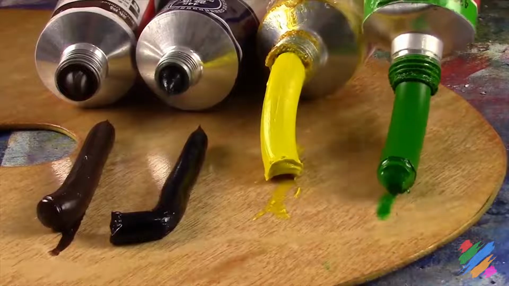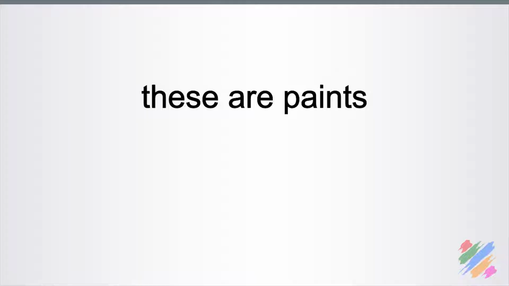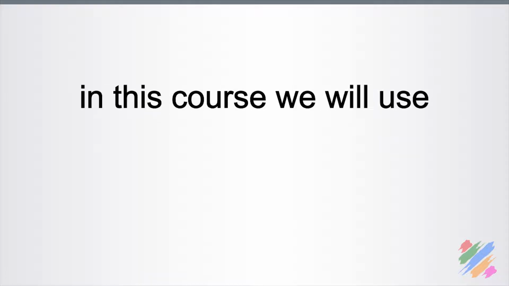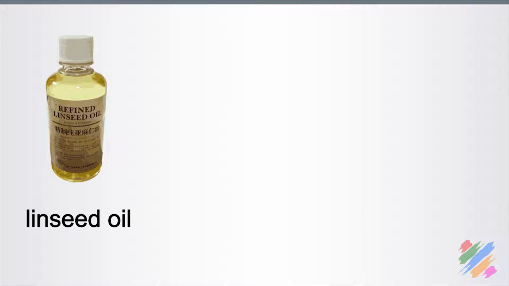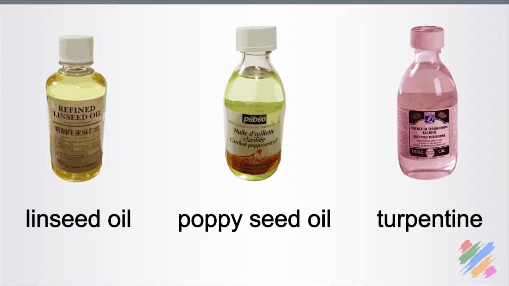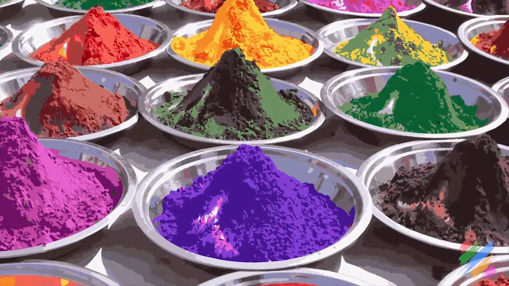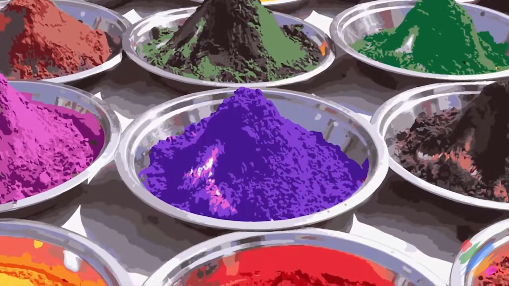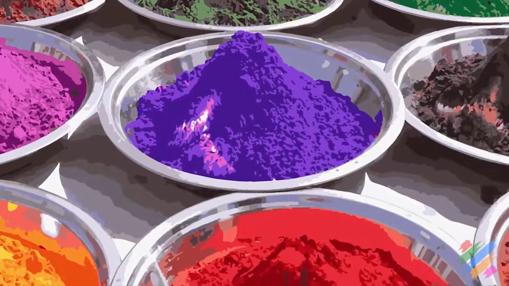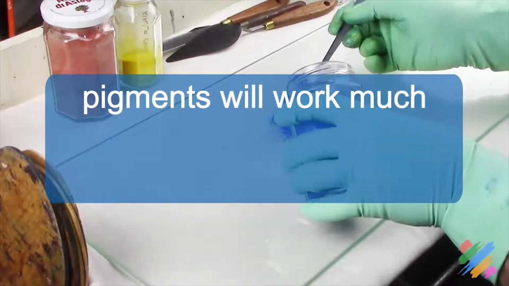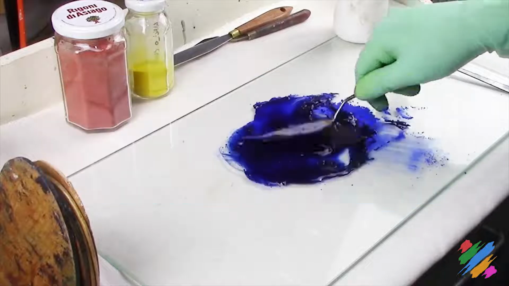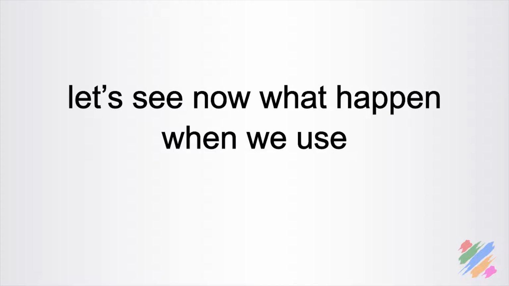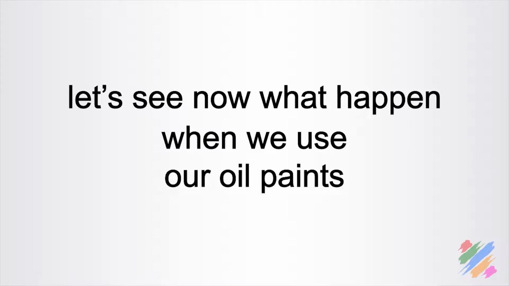Let's start to talk now about oil paints. These are paints based on apolar mediums. In this course we will use three of them: linseed oil, poppy seed oil, and turpentine. As we said, we can use almost every pigment that we can find on the market, but in general, pigments will work much better with these mediums if they also are apolar.